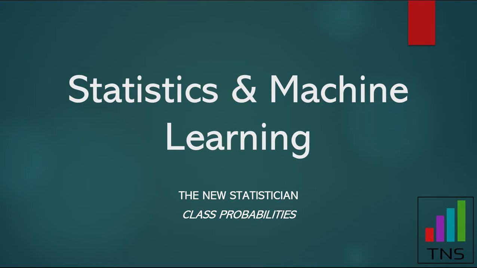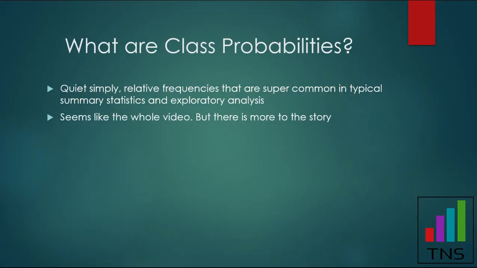And today we're going to be talking about class probabilities. What exactly are class probabilities? Well, quite simply, class probabilities are basically relative frequencies, which you might have seen in our bar charts video. And relative frequencies are basically just the proportions, percentages of some categorical variable that you have. They're obviously super common summary statistics in any kind of exploratory analysis out there.